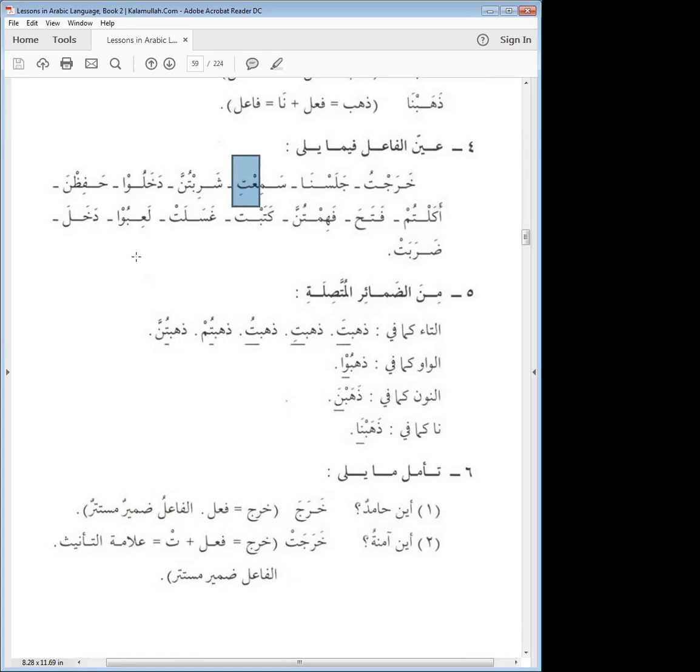So you have to go through, right? What we have here, like this one, fataha. Fataha, where is the fa'il, the doer of the verb? It is damir mustatir, the hidden pronoun. In this case, it is masculine, so it would refer back to huwa, he. If we saw the ta ta'nith there, and it was fatahat, then we would say the fa'il is damir mustatir, but it would refer back to hiya, meaning it's feminine. Okay.